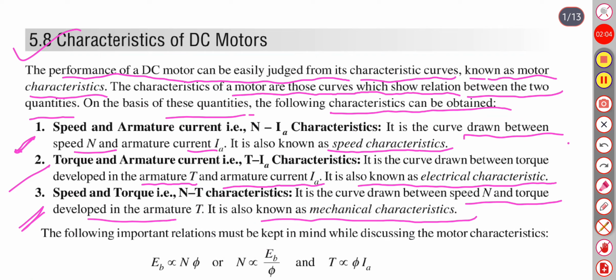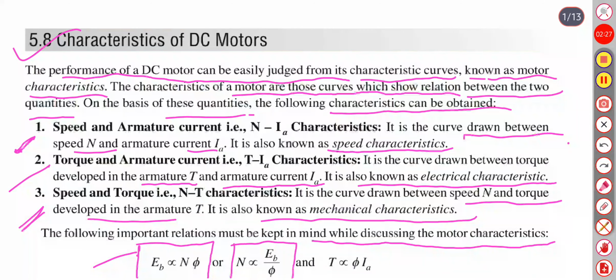Some important points must be kept in mind while discussing the motor characteristics. First, EB is proportional to N phi, where EB is the back EMF, N is the speed and phi is the flux produced in the motor. Or we can say that speed is inversely proportional to flux and speed is directly proportional to back EMF. Third, the torque developed in the motor is directly proportional to the flux produced and the armature current.